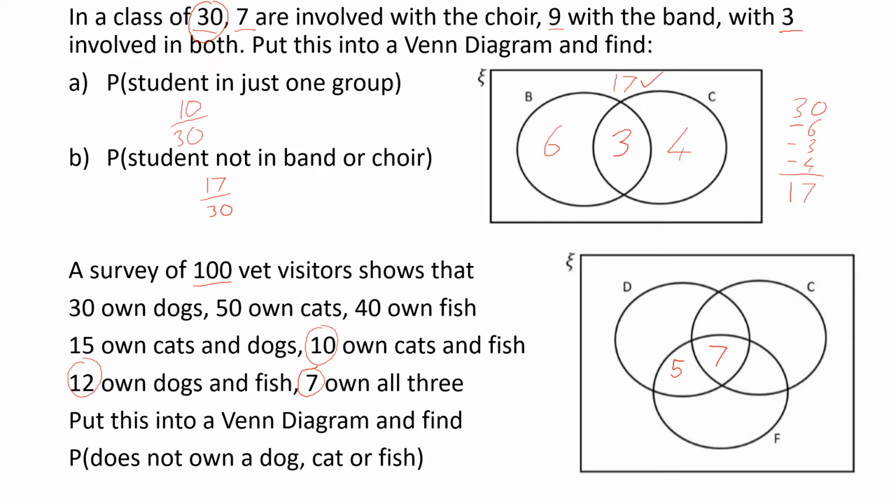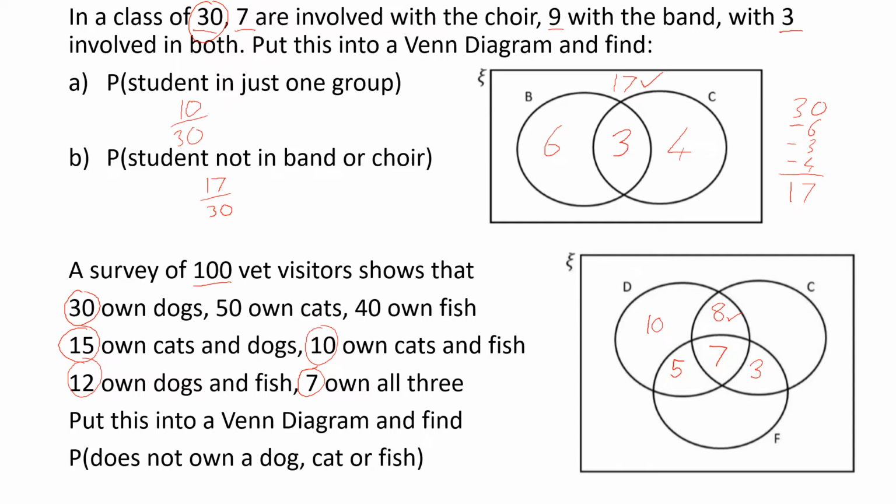10 own cats and fish, so that means we're going to have 3 here. We've already counted 7. 15 own cats and dogs. We've already counted 7, so there are 8 left over. And then we've done basically the center, and we've done the next closest to the center. So we're now going to go to just the dog circle, just the cat circle, just the fish circle. 30 people own dogs, but we've already counted 8, 7, 5. We've already counted 20 of them, so there are only 10 left over.